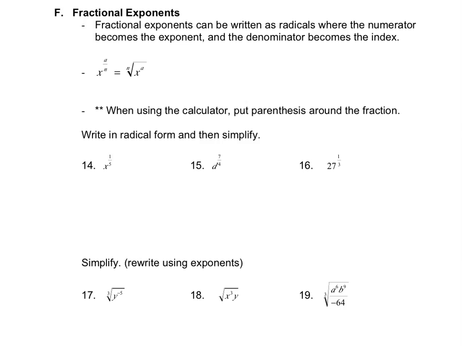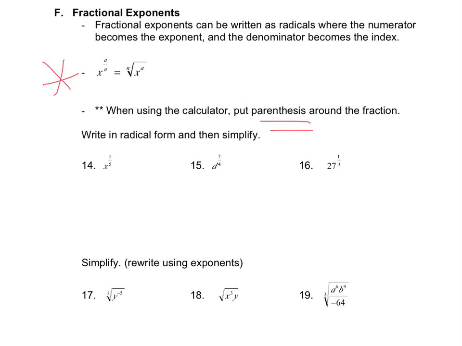Well, fractional exponents can be written as a radical where the numerator becomes the exponent and the denominator becomes the index. So let's take a look at our form right here. The numerator, which is the a, becomes my exponent, and the denominator, which is my n, becomes my index. My index telling me what root I'm taking, square, cube root, and so forth. When using the calculator, please remember to put parentheses around the fraction anytime you're trying to simplify your answer. That is very, very important.